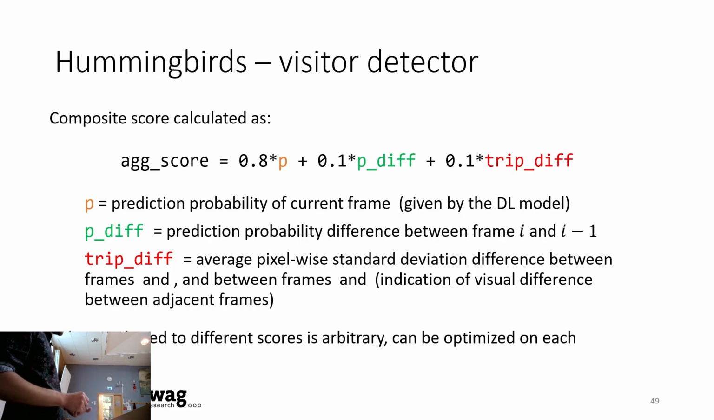We also use a simple triplet differencing, which is an average pixel-wise standard deviation difference. It's basically just histogram matching on how these two frames differ visually. It will be clearer when I show the images. And we do that on a sliding window of 3 frames, but that can also be adjusted and optimized based on your dataset.